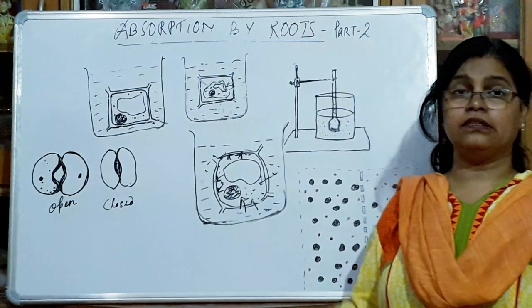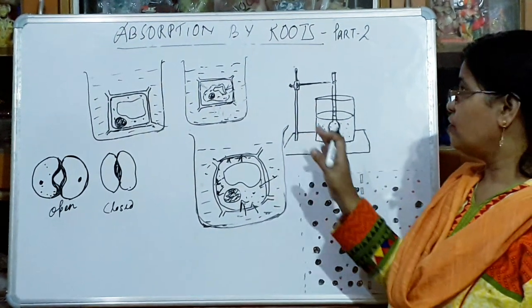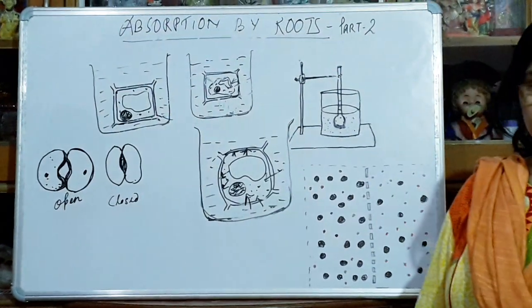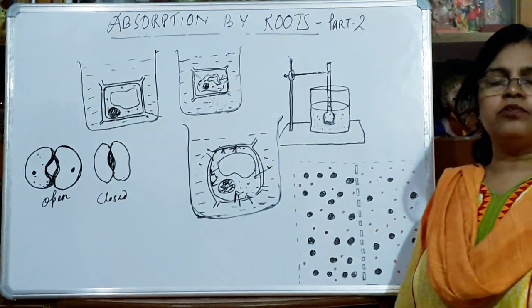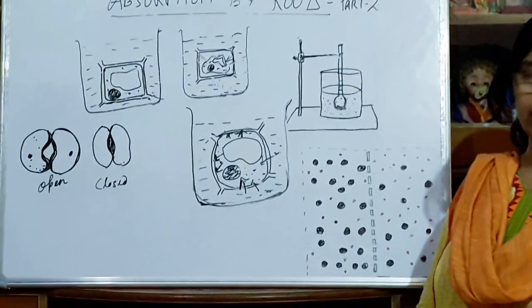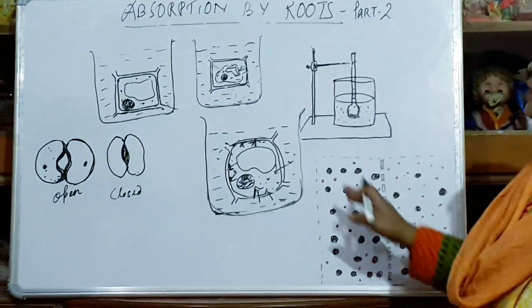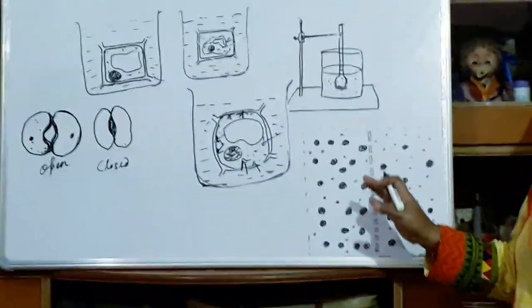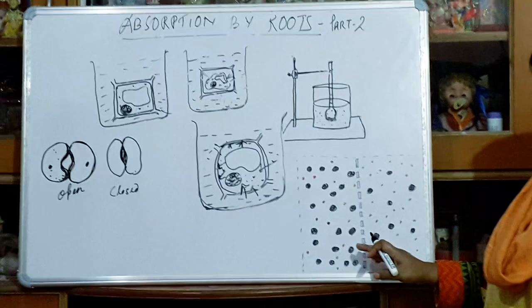Hello students, this is the second video on absorption by roots. Absorption occurs by the process of osmosis. About osmosis, passive transport, and active transport, we already discussed in the last video. Now here once more we have to clear our ideas about osmosis.